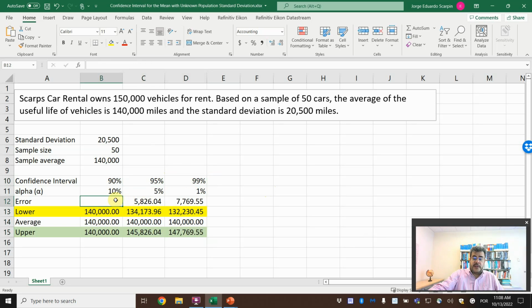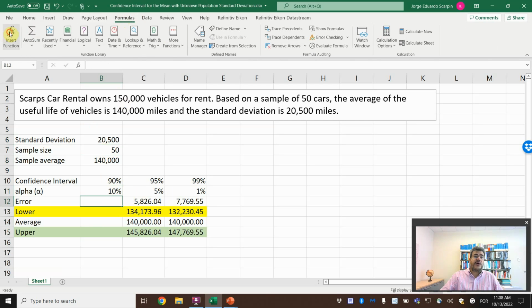So let me delete all of these for the 90, and then for the 95 and 99, the same formula. So here we have the standard deviation, sample size, and sample average. And we work with this alpha. What is this alpha? 1 minus the confidence level. So 10%, 5, and 1. So okay, let's find the error.